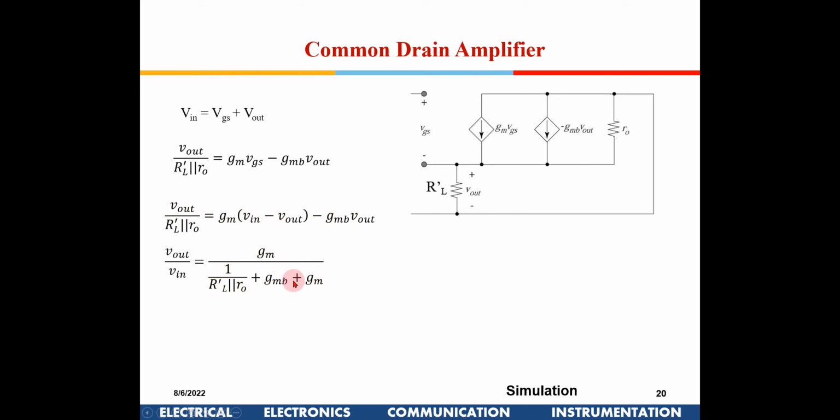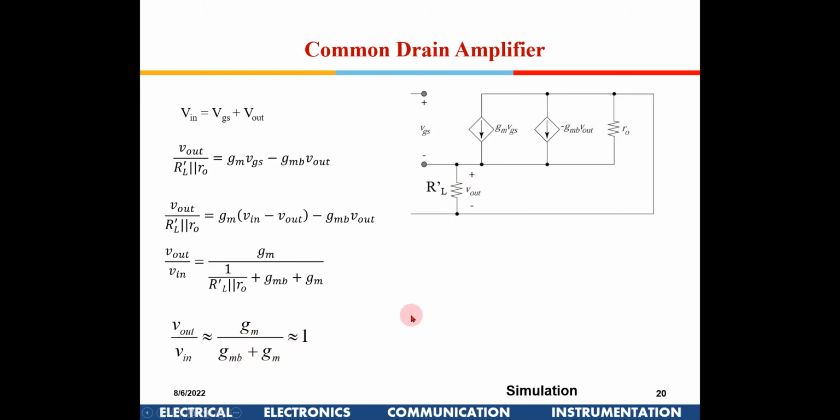Just have a look at it. I will be sharing the PDF also, right? So this is the gain equation which we get. Now if I neglect this particular term, if I keep GM sufficiently high, the gain will become GM divided by GM plus GMB, which is equivalent to 1. So the voltage gain is actually close to 1.